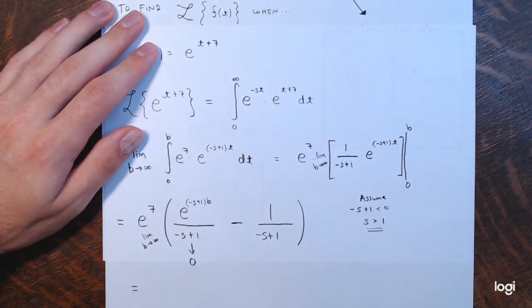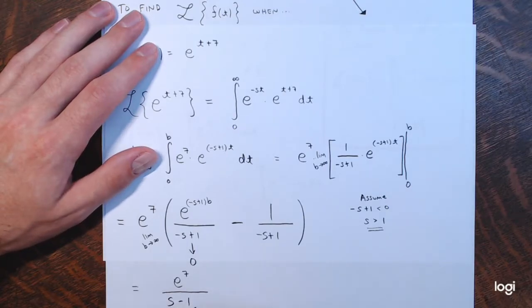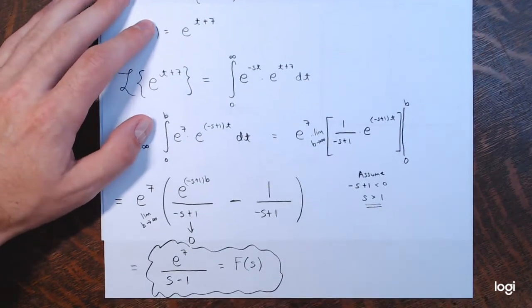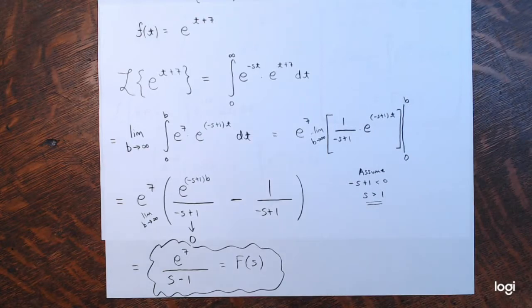So when all's said and done, after taking this limit, I have e to the 7th divided by, and then I'll put the negative down here. The opposite of negative s plus 1 is s minus 1. And there we go. There's our function of s, capital F of s, the Laplace transform of e to the t plus 7th power. It would be e to the 7th divided by s minus 1. And that's as simple as that's going to get. Okay, but yeah, same setup, same integral.